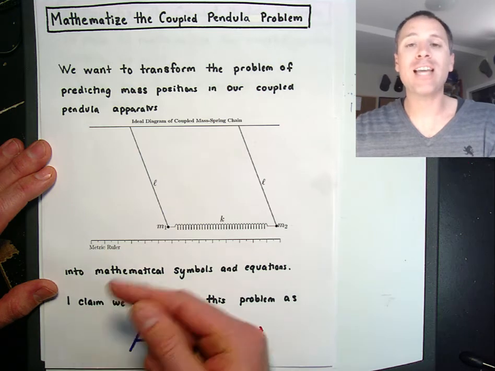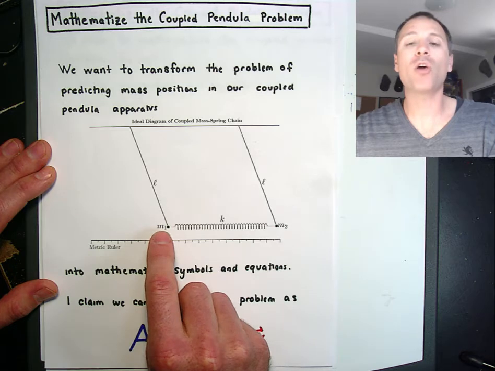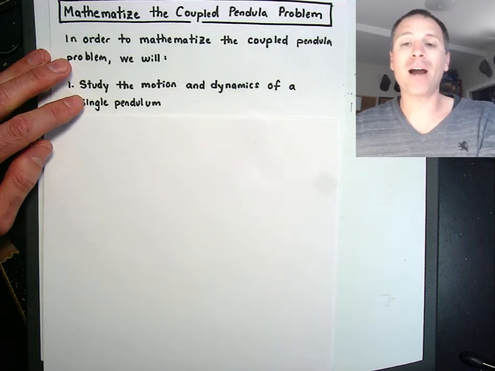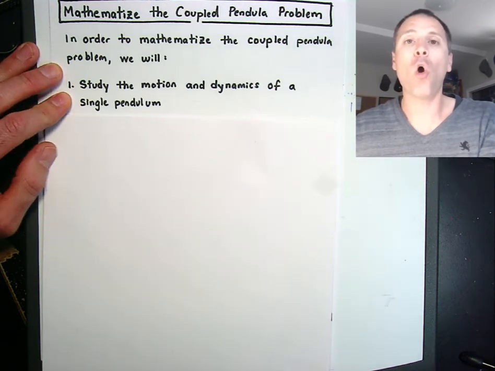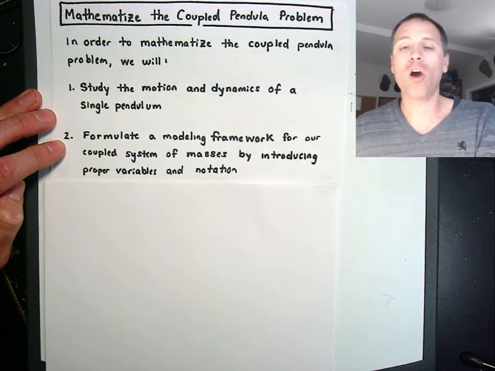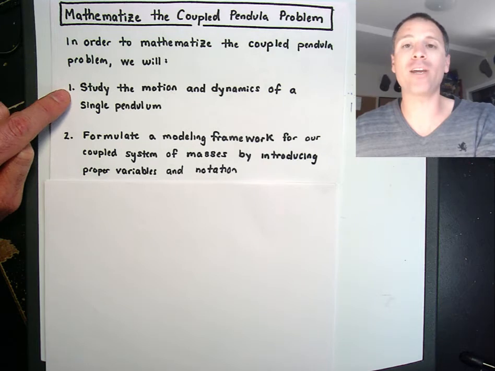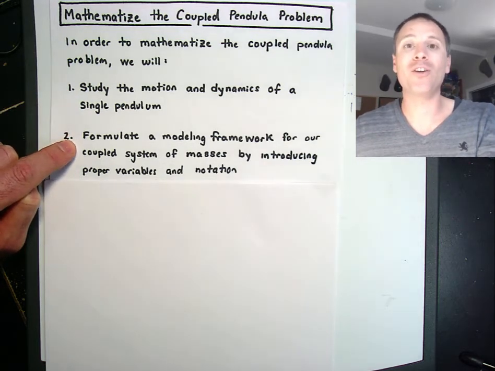The first steps that we focus on should make simplifying assumptions so that we can get our head around the individual components that we're looking at. With that in mind, our first simplification is just to study the dynamics of a single pendulum. Once we've done that, we're going to formulate a modeling framework for the coupled system of masses by introducing proper variables and notation. Once we get our head around how each pendulum moves individually, we're going to start introducing notation in the system to express that study using mathematical variables.